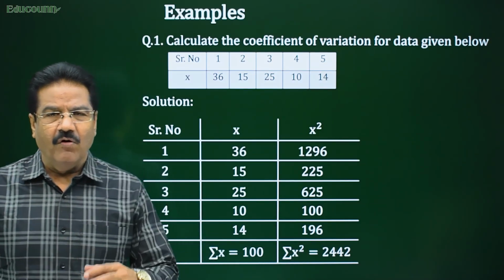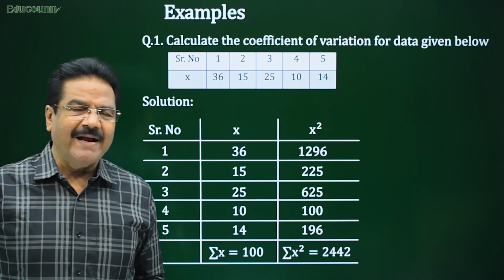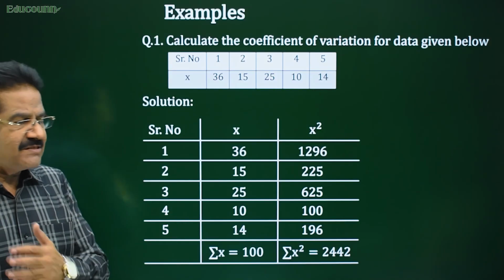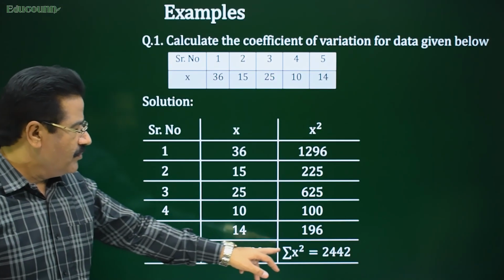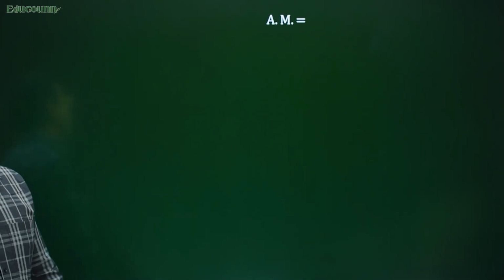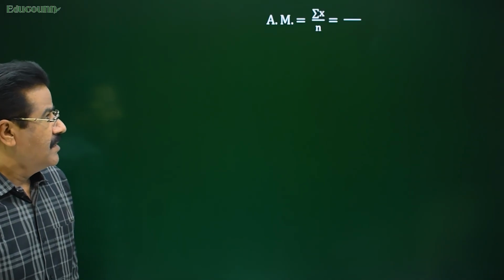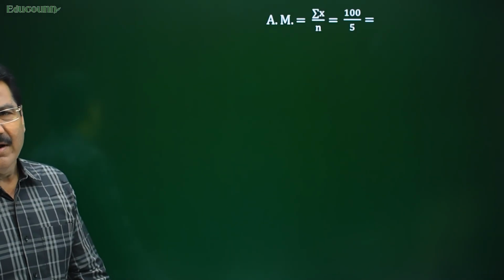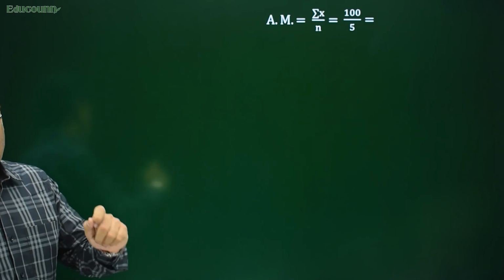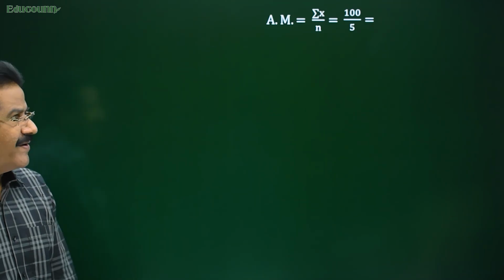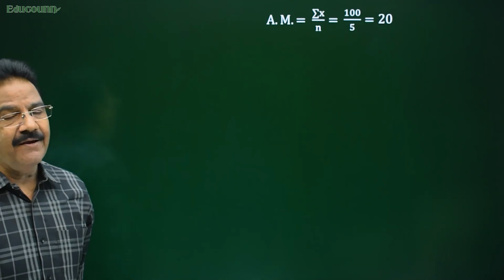Now to find out coefficient of variation, let us find out first arithmetic mean and standard deviation. So we have to use these values. So arithmetic mean formula is known to us, summation of x upon n. So 100 upon 5, small n means total number of readings. 5 readings were given. So it is 20.